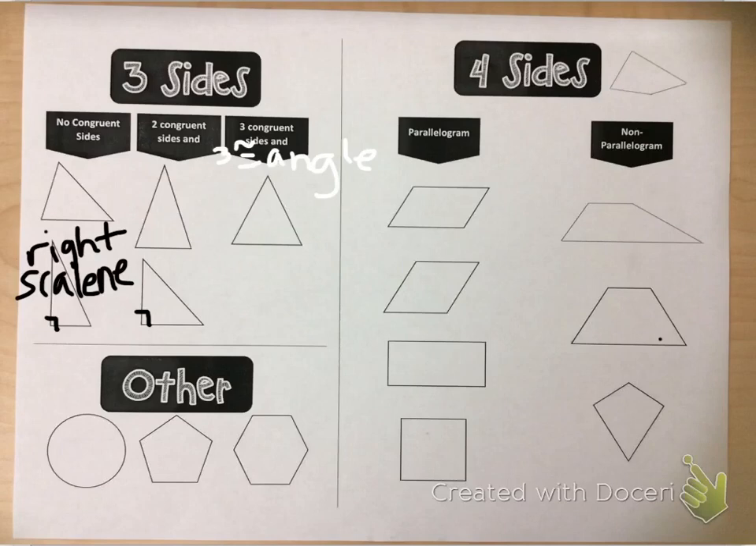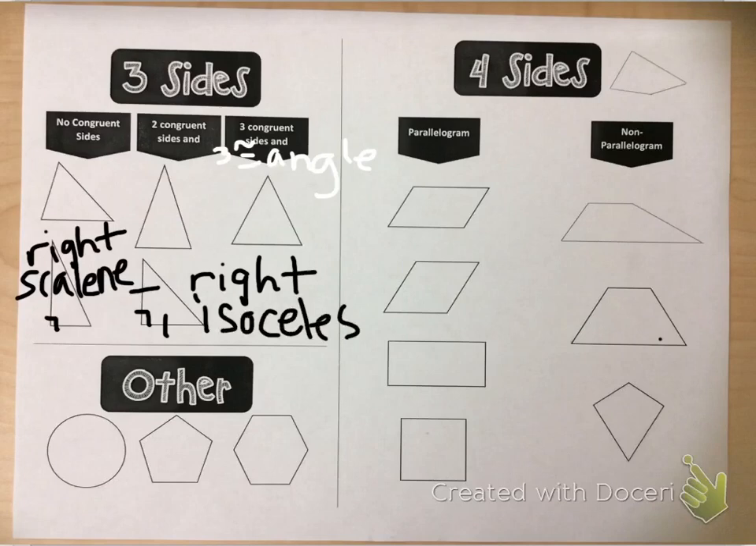Okay, whereas this one right here, these two sides are the same, so not only is it a right triangle, but it also has two congruent sides. That means it's isosceles. So we would call this right isosceles. And because it's isosceles, we noted above that we have to have two congruent angles, so those two angles there are congruent.